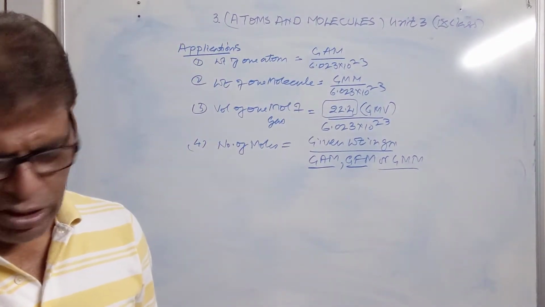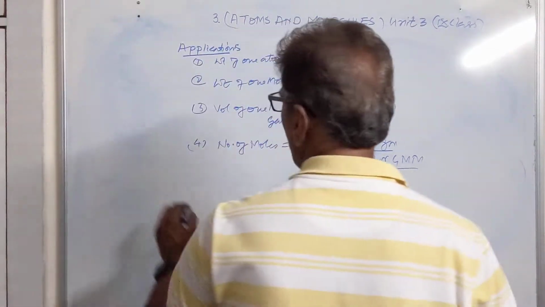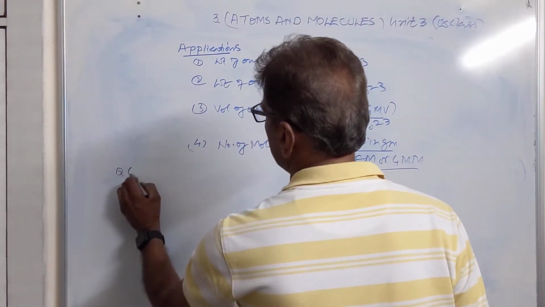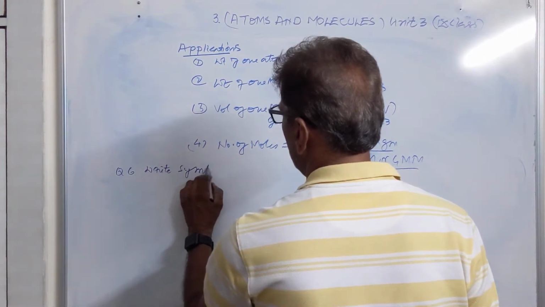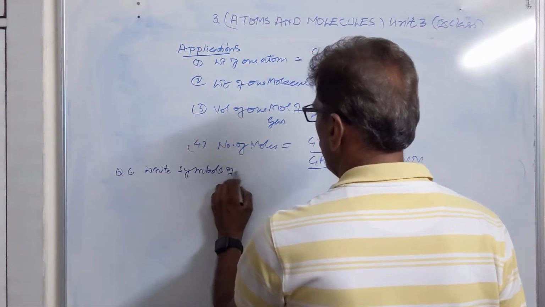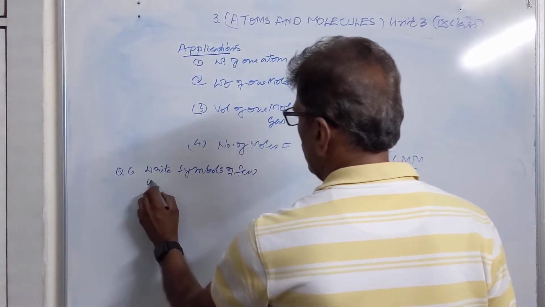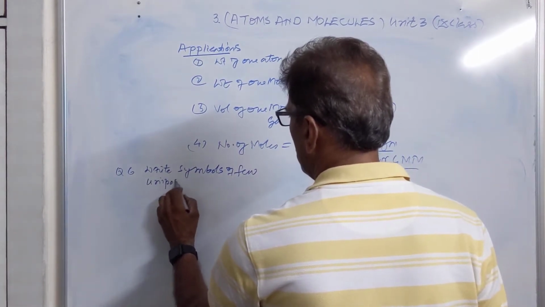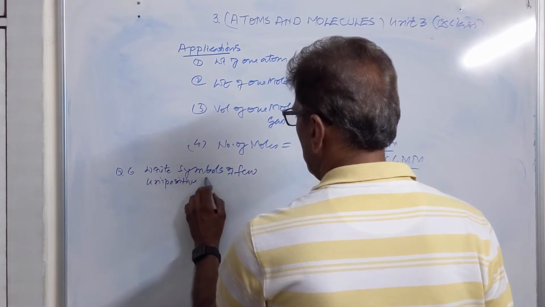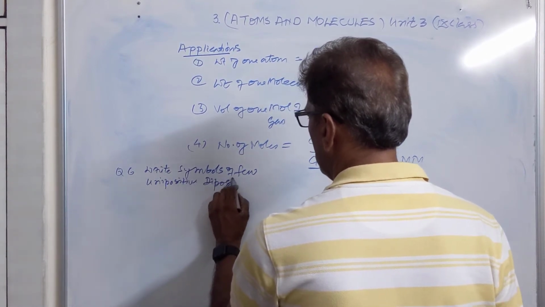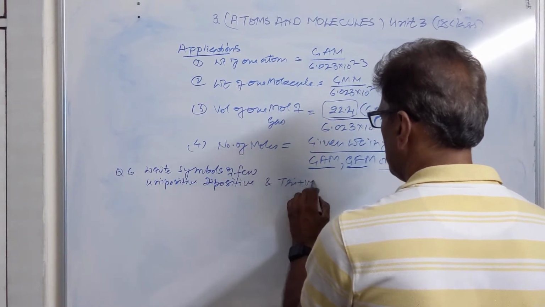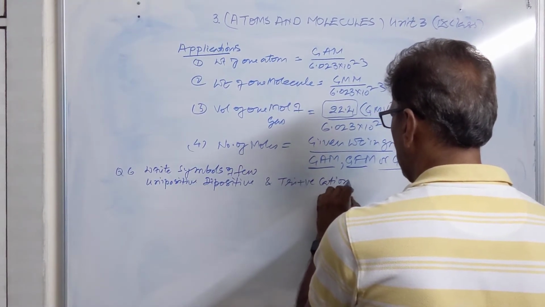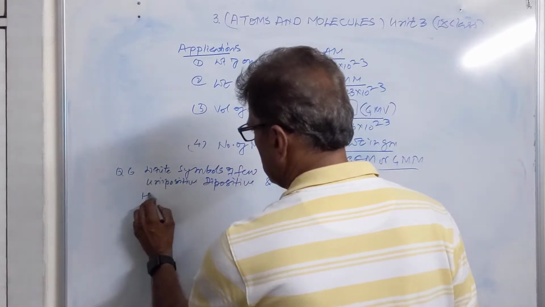Now we will be writing the symbols of some of the positive ions. Question: write symbols of a few unipositive, dipositive, and tripositive cations. Cations means they have a positive charge.